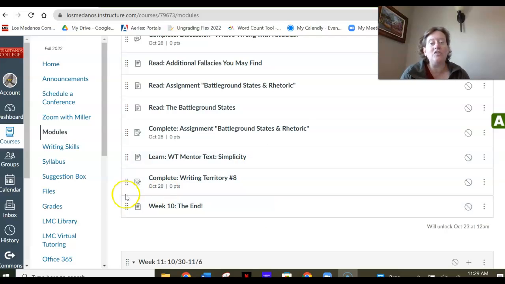Otherwise, next week we will turn our attention to the state of California as we complete this unit, and then we'll head into our final unit of the course. But for right now, midterm elections, battleground states, logical fallacies, it's all good stuff.